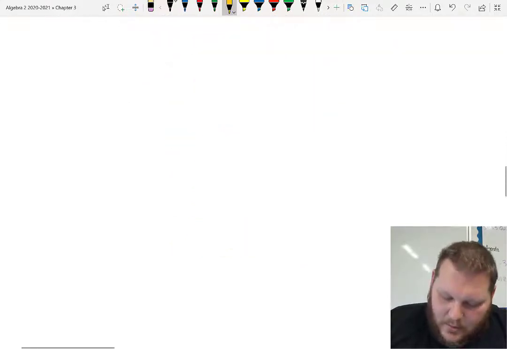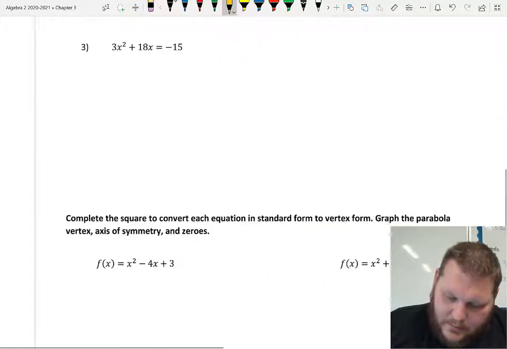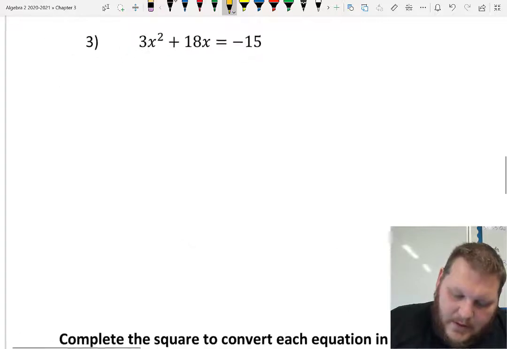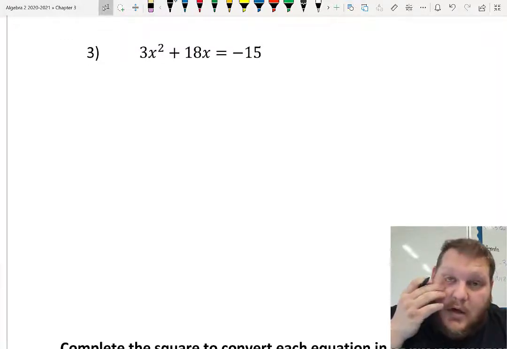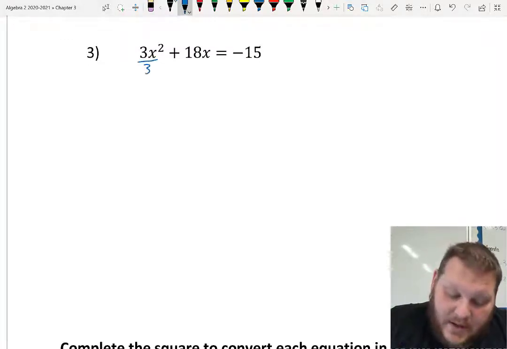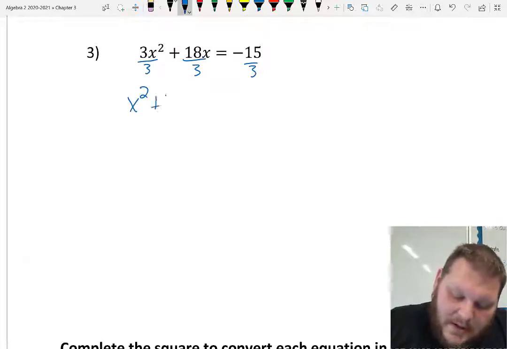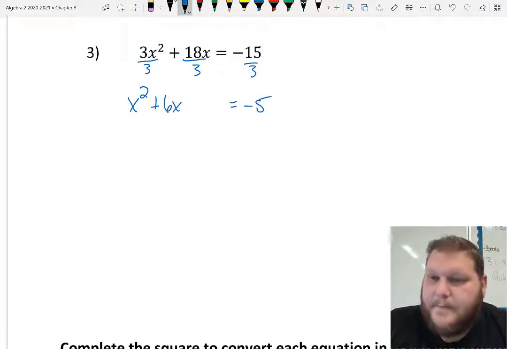All right, let's do one more. Skip number 3 here. One more just regular straightforward one, and then we'll get into some applications of this. So here we do have a first step to do. Our coefficient on x squared is 3, so I'm going to start by dividing all the way through by positive 3. That's going to give me x squared plus 6x. I'm going to leave a space equals negative 5.